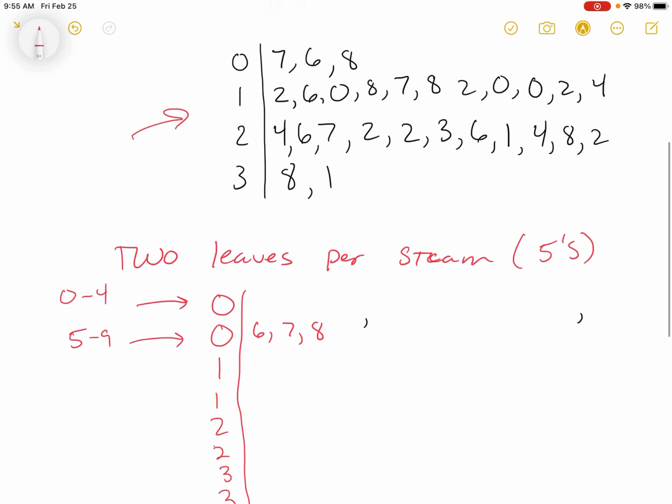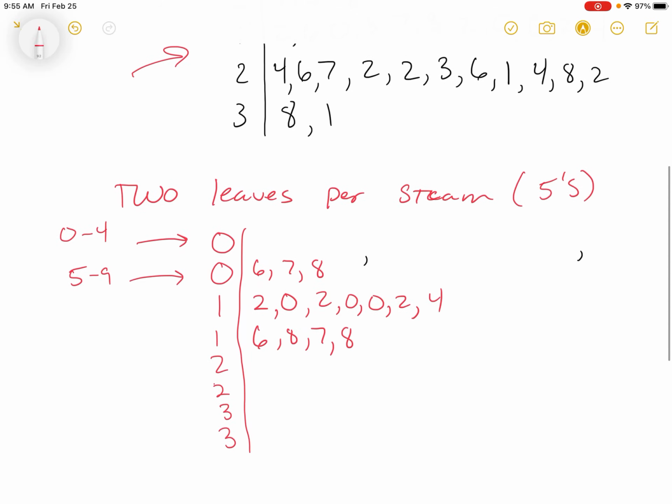If I go to the 1s, what's going to happen here, we'll get a split. So I'm just going to go left to right. The 2 should go into this first one, but the 6 should go into the second. The 0 should go into the first one because it's 4 or less. But the 8 should go into the next one because it's 5 or higher. The 7 should go into the second one. The 8 should go into the second one, but the 2 should come into the first one. The 0 should come into the first one. The 0 should come into the first one. The 2 should come into the first one. And the 4 should come into the first one. And so it breaks it up just even a little bit more.